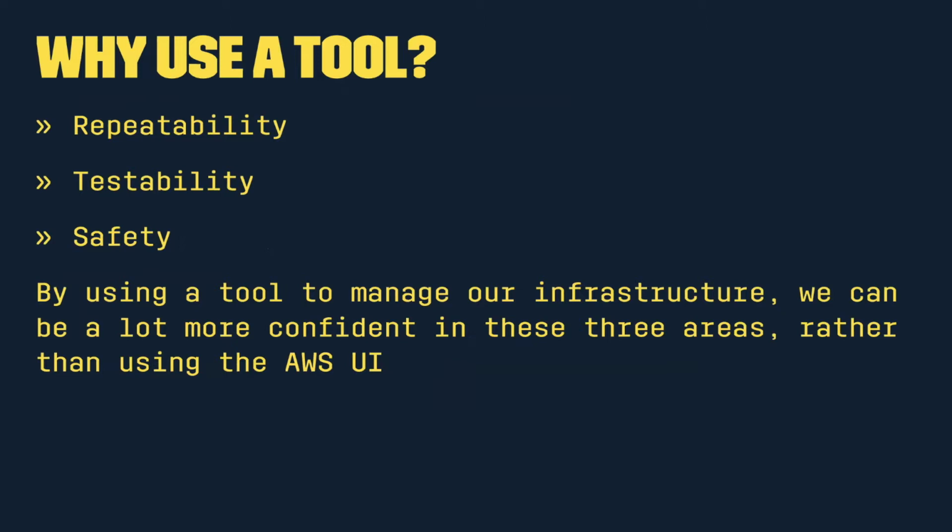And generally, all this ties towards safety. We want deployments to be as safe as possible, which allows us to move as fast as possible and basically not be scared of shipping, which I think is a big thing for me in software. So by using a tool to manage infrastructure, we can be a lot more confident in these 3 areas, as opposed to just using the AWS UI, which is great for messing around with things. But really, once we get to a point of wanting to deliver software, we want to automate this.